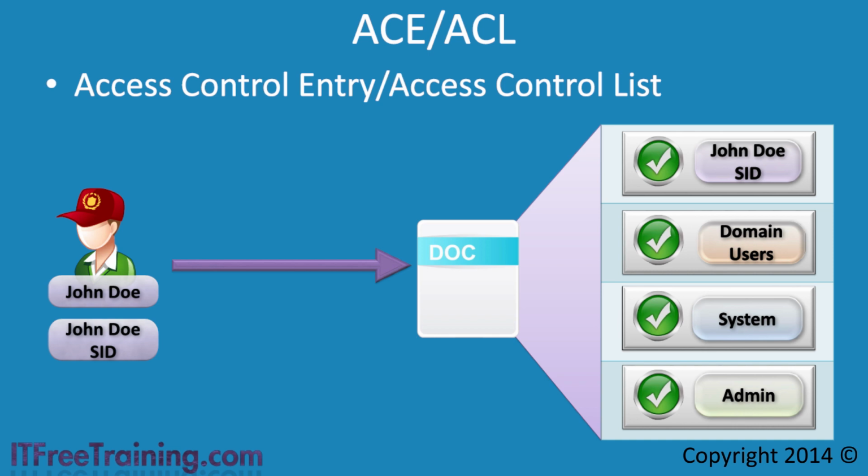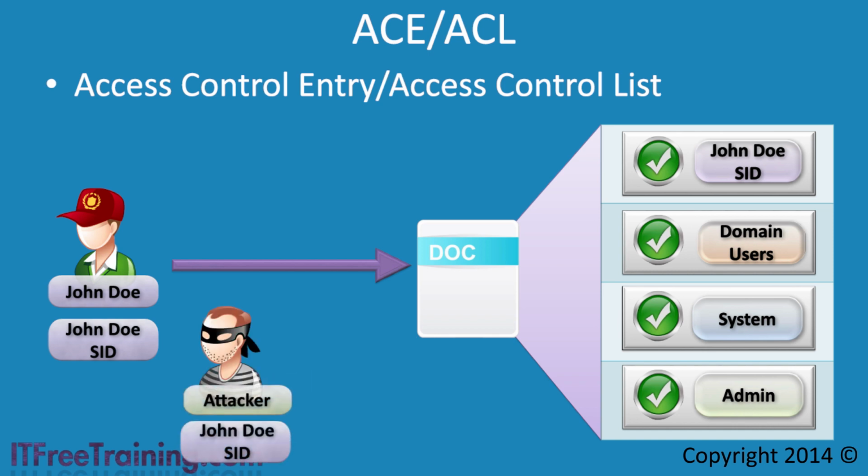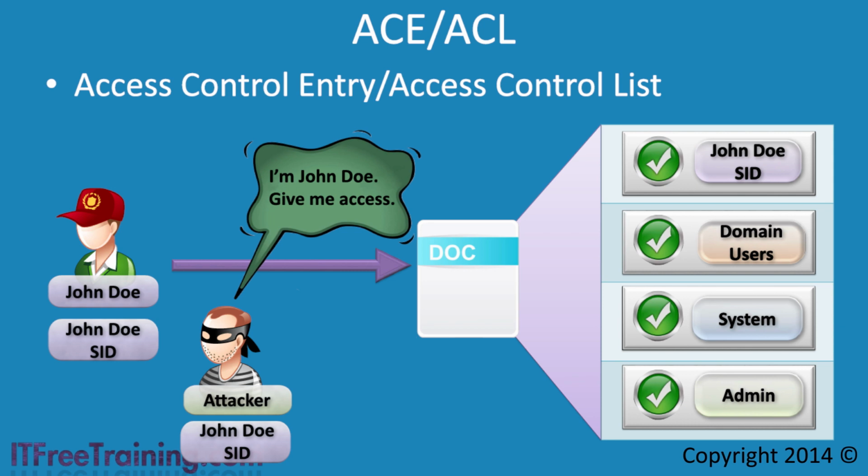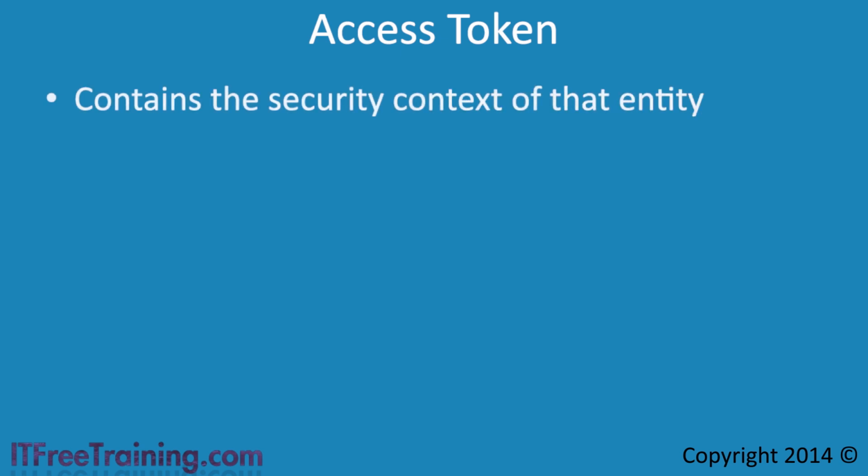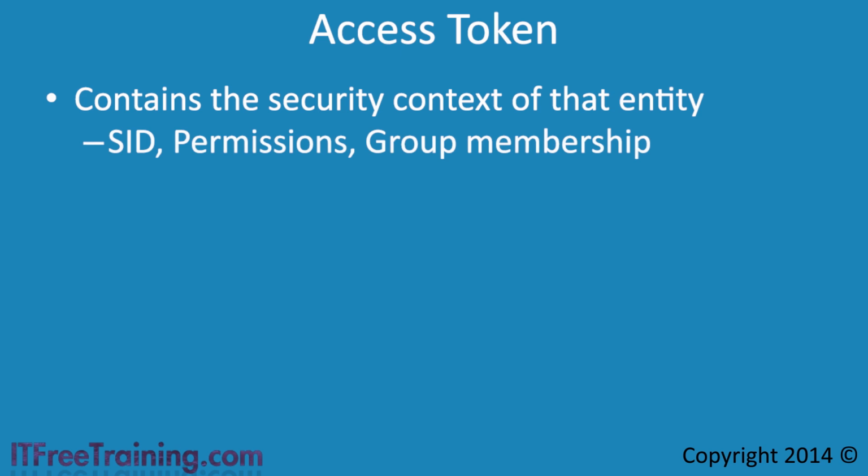The next question that arises is, is it possible for an attacker to get the SID of a user and use that SID to gain access to a file that they do not have permission to access? To answer this question, this brings us to the next part of the Windows security process. To prevent unauthorized access, Windows uses an access token. The access token contains the security context of that entity. The security context is essentially the SID, permissions, group membership, and anything that particular entity has access to.